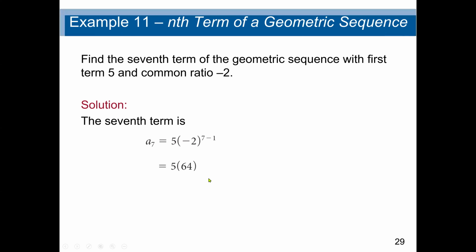So the answer will be 5 times 64, because we get an even exponent, -2 to the power 6. The negative will turn to positive because the exponent 6 is an even number. So 2 to the power 6 will give us 64. Then 5 times 64 will give us 320.